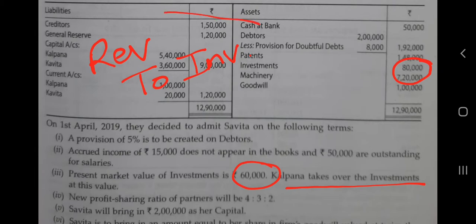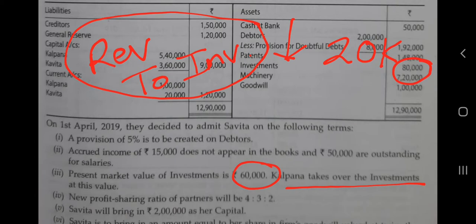So if you prepare the revaluation account, where will you write it in the revaluation account? In the journal entry, you can see revaluation account is debit. So come to the debit and write the credit. So you will write "to investments" in the revaluation account. So this is the journal entry to reduce the value of investment by 20,000 rupees.